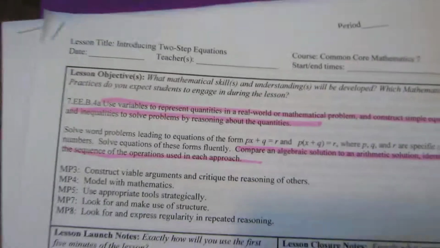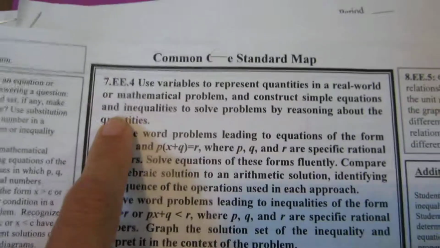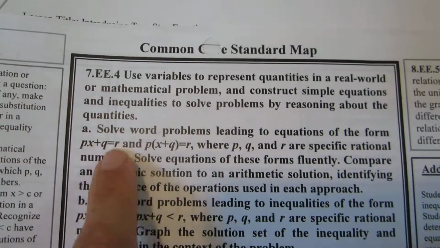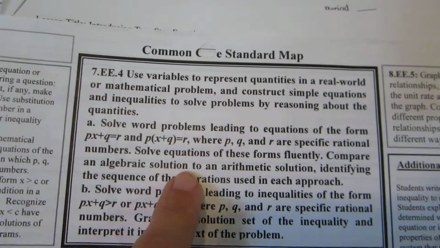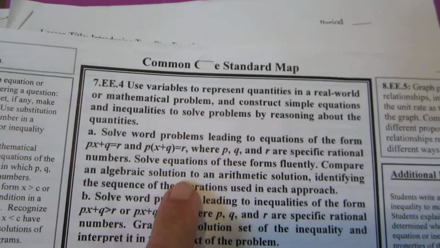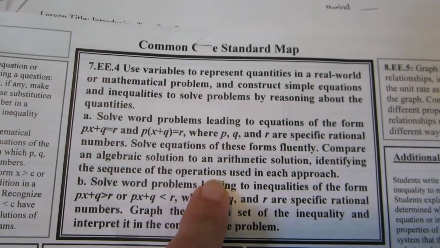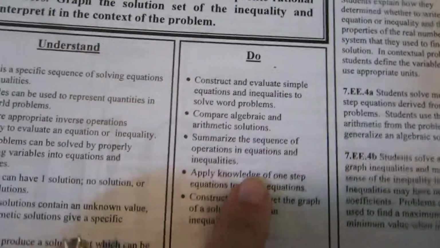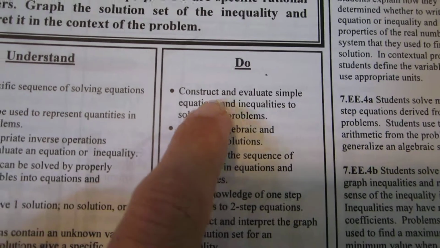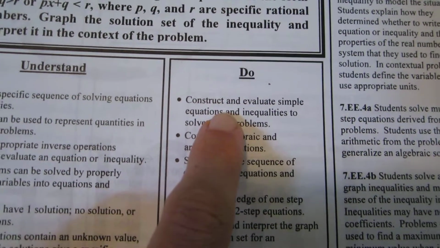So the first thing I always like to do is pull out my standards map and just double check that it has everything from the standard in it. So 7.EE.4a. Yep, compare an algebraic solution to an arithmetic solution and identify the sequence of operations. So I look for my do's to make sure that in this lesson I can do all of the things that are listed here.